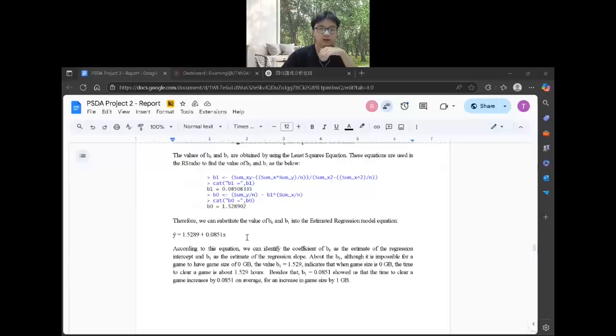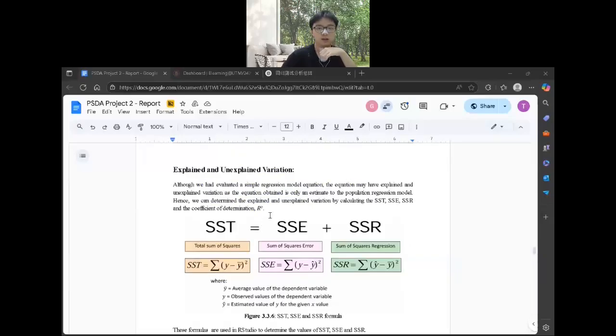Besides that, B1 is 0.0851. It shows that the time to clear a game increases by 0.0851 on average for an increase in game size of 1 gigabyte. After we have evaluated the simple regression model equation, the equation may have explained and unexplained variation, as the equation obtained is only an estimate of the population regression model. So we have to determine the explained and unexplained variation by calculating the SST, SSE, SSR, and also the coefficient of determination, which is R squared.